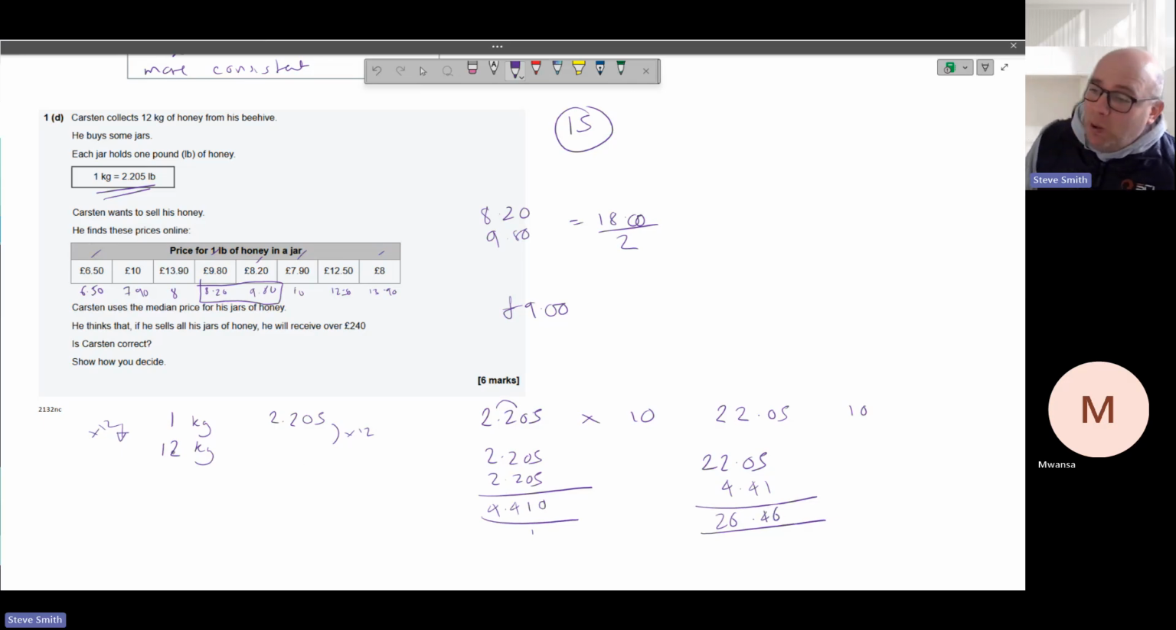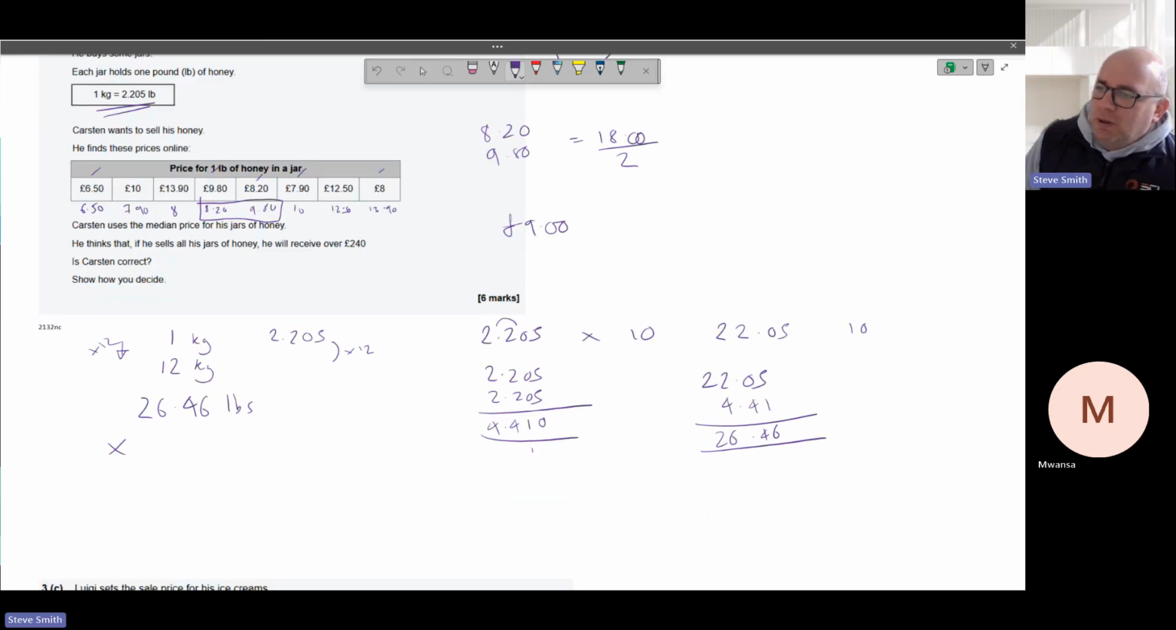So we've now got 26.46 pounds. Oh my gosh, I'm getting my pounds and kilograms right tangled up. 26.46 pounds of honey. We have to times it by 9. So let's get that down here. We could times it by 10 and just take away one lot if you want. So there's 2 ways you can do that. If you're not comfortable timesing that by 9, then we times it by 10 again, which makes that 264.6. And then we take away literally 26.46.